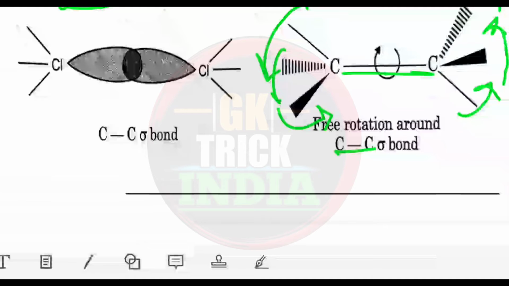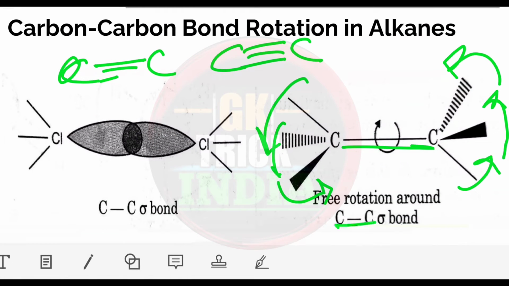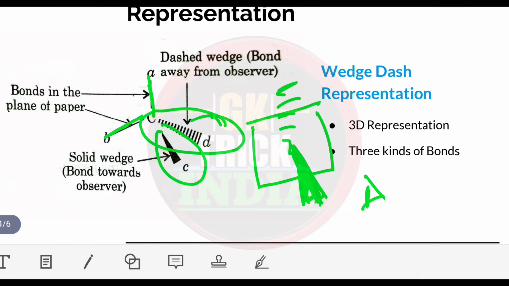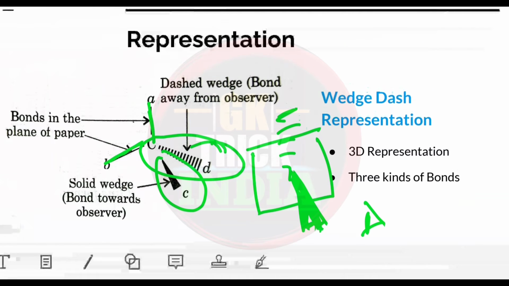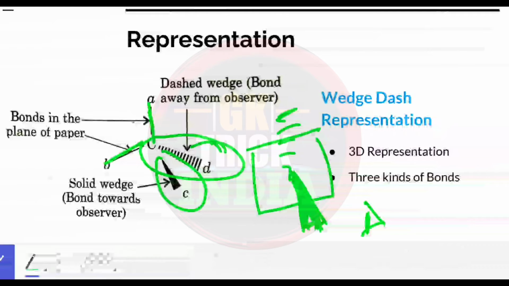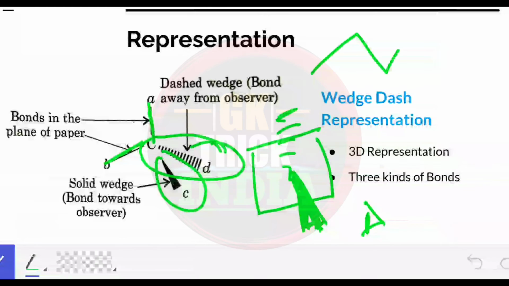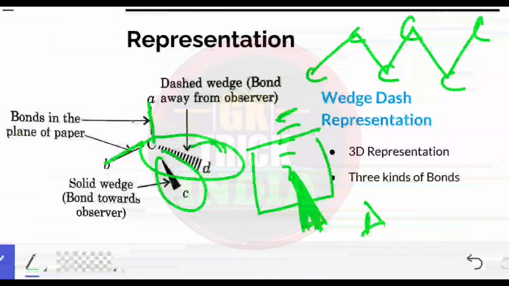So as I've already talked about, let us summarize the topics. I've talked about the rotation of alkenes, and I've talked about the most commonly used representation, which is commonly known as wedge-dash representation. There are also other ways of representation, like bond line structure, where you just write like this without counting the hydrogen atoms, where each point is a carbon, or the ball and stick method or space filling method.